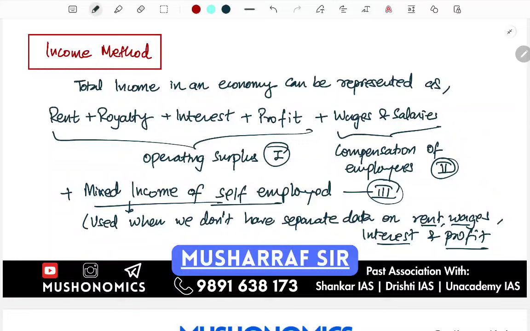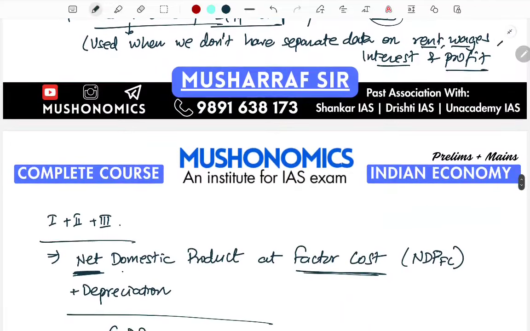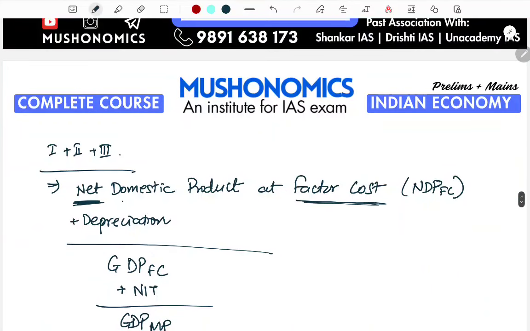Wages and salary for the employee. And if we don't have separate data for rent, wages, interest, etc., then we take what? The mixed income of self-employed people. Now if we add all these three, there is no tax data included here, and no depreciation included here, right? So we get a very simple variant of GDP, that is net domestic product at factor cost. A very simple variation of national income, net domestic product at factor cost.